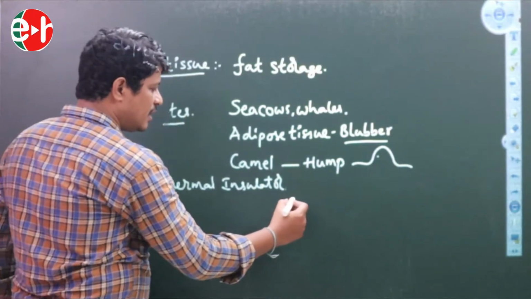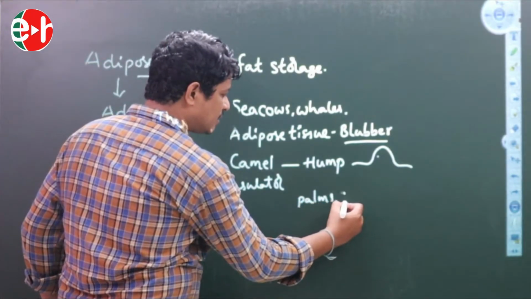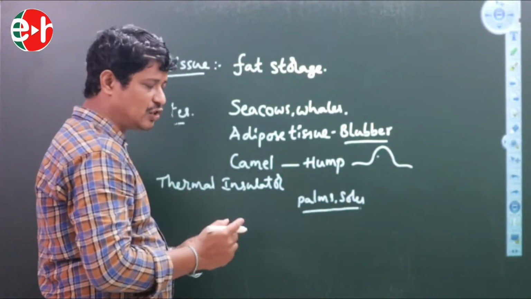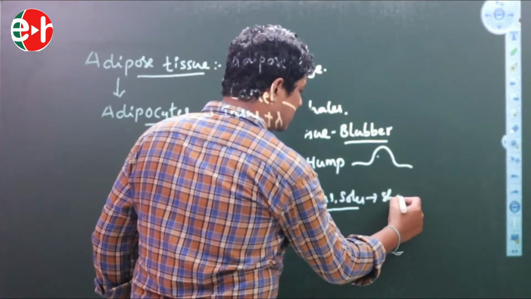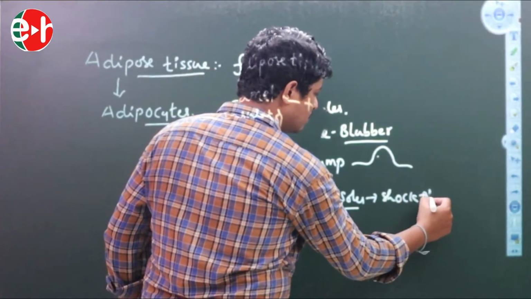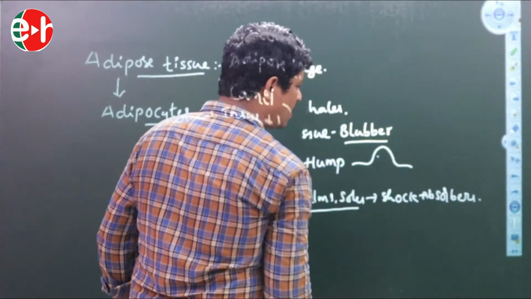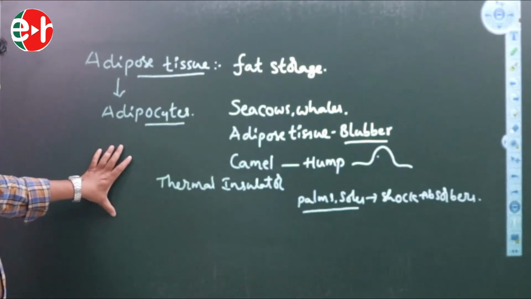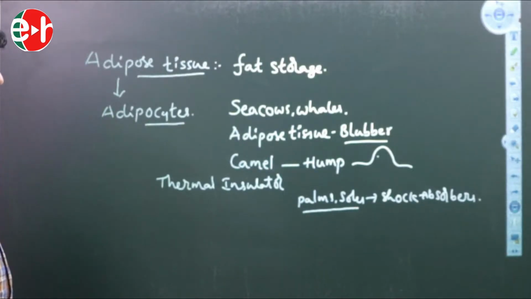And in our body, in the palms and soles, these two regions, it acts as a shock absorber. In our body, the palms and soles act as shock absorbers. This is known as adipose tissue.